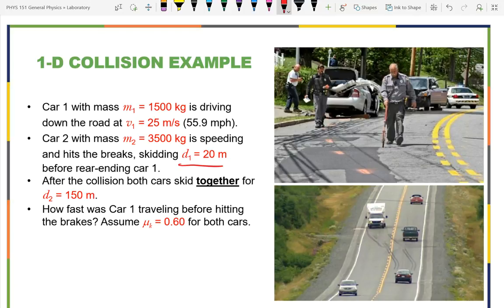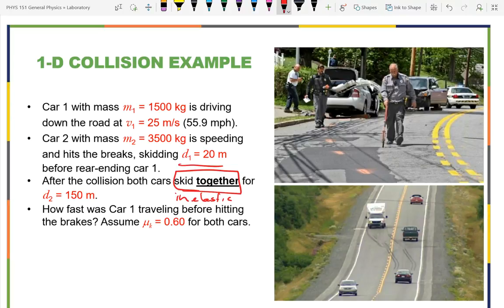Two-dimensional collisions just add a little more sophistication, difficulty, if you will, to the solution. So we're keeping them one-dimensional. So car 2 rear-ends car 1, and after the collision, they stick together. I asked you this before, and everybody answered correctly. That means it's a completely inelastic collision. And they skid for a distance of 150 meters, and then it asks how fast was car 1 traveling before the collision. So now we will work this problem going backward.